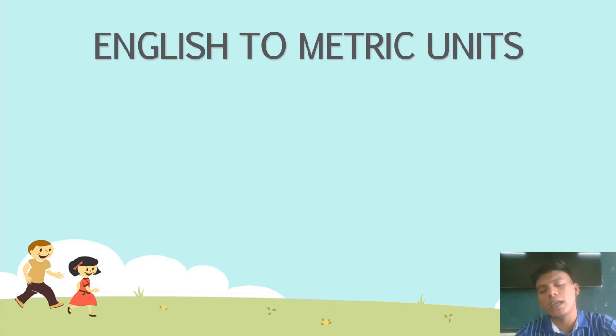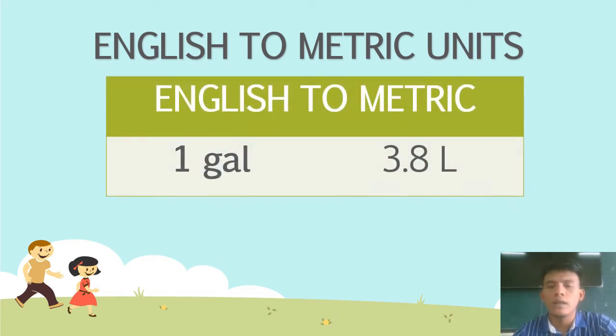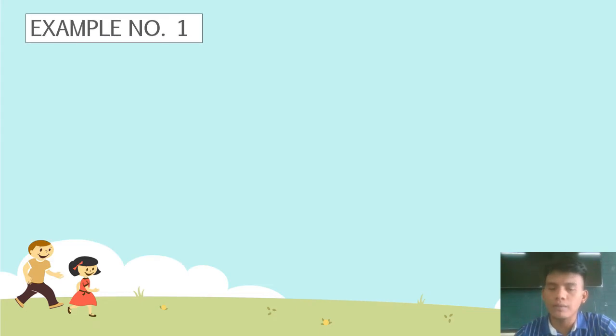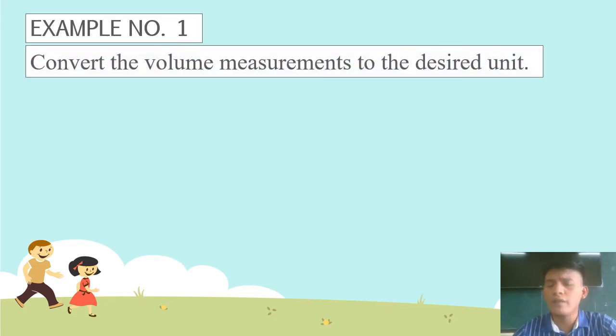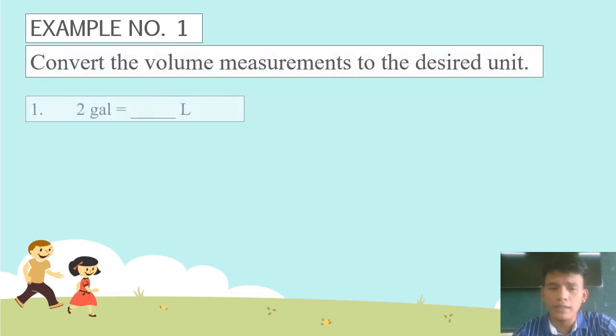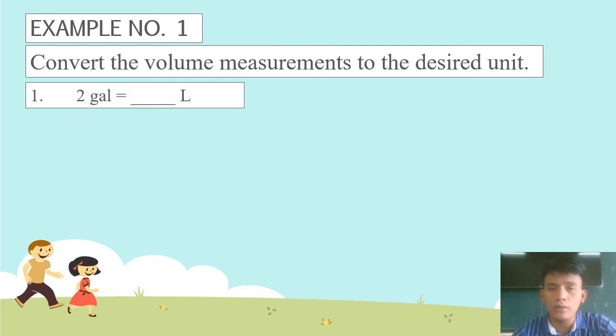Let's go on to English to metric units. 1 gallon is equal to 3.8 liters. Again, 1 gallon is equal to 3.8 liters. Please don't forget that. Example number 1. Convert the volume measurements to the desired unit. 2 gallons is equal to how many liters?